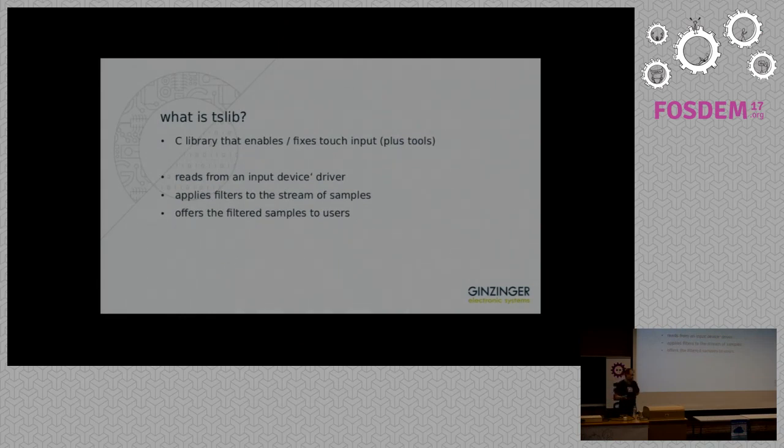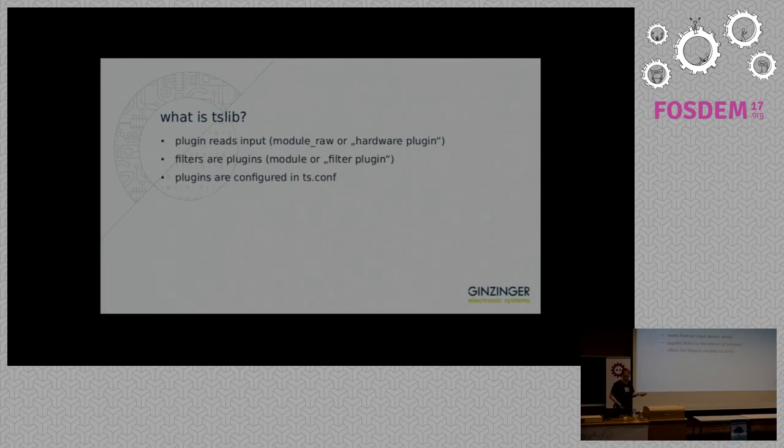So tslib is a C library. It simply enables or fixes touch input. And there are tools included to quickly test and configure the library. What does it do? Very easy. It reads input samples from your input device driver. It applies filters to them, in any way you want, and any number of filters. And it offers the resulting filtered input stream of samples to users. Easy, right?